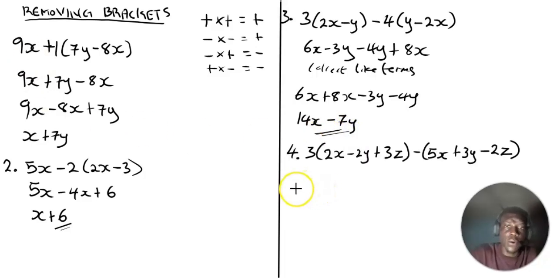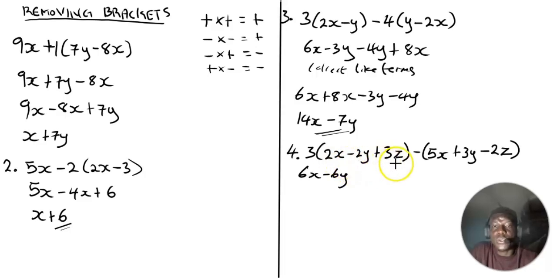Now here is a bigger one. Let's assume it to be a bigger one. But it's very simple. Here's what we are going to do. This number outside the brackets, we multiply all the terms in the bracket. Let's do this. So we have 3 times 2x, that will give us 6x. 3 times minus 2y, plus times minus, that will give us minus 6y.